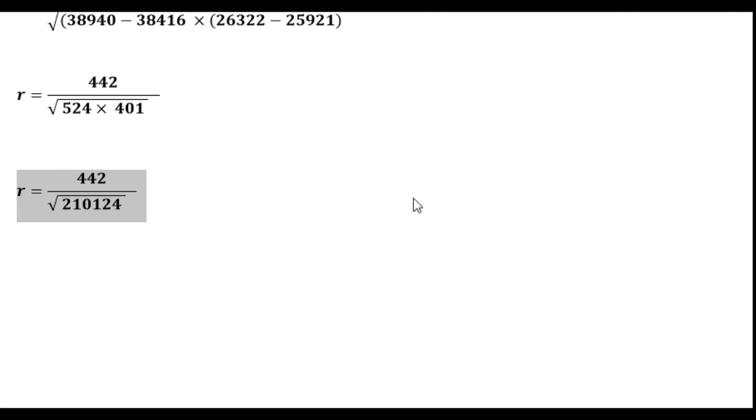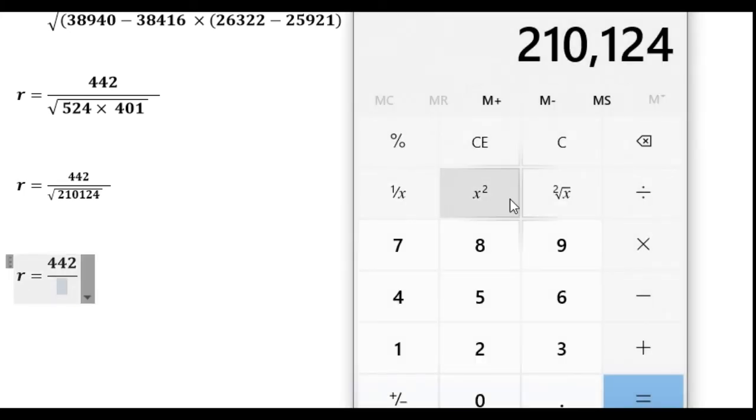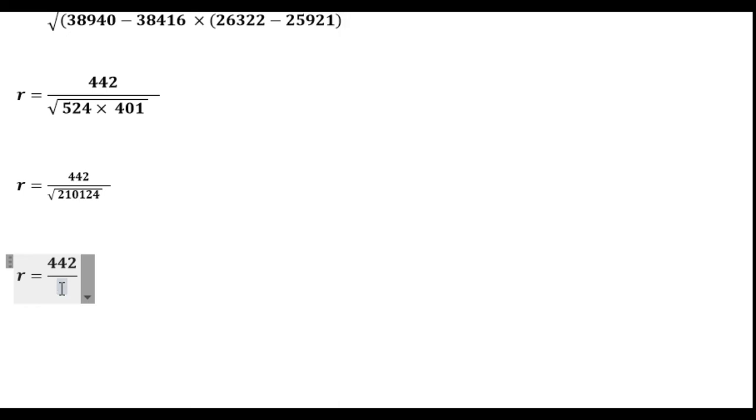So let me calculate that now. Let's see what will be the root of this value. You use your calculator. Root is 458.39. I'll be taking the value to two decimal places, 458.39. Now I need to directly calculate. I'll increase the size so that you can see. So 442 divided by 458.39 will give our correlation coefficient.